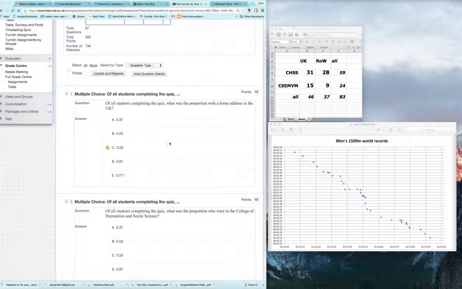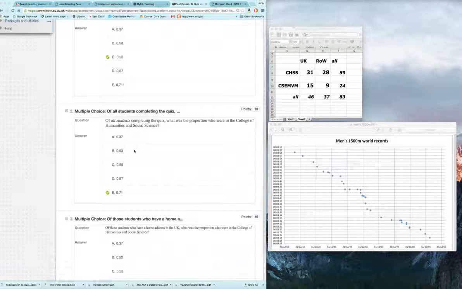So the first question: of all students completing the quiz, what was the proportion with a home address in the UK? In other words, we're not interested in the colleges, we're interested in all the students, and all we want to know is, out of all these 83 students, how many had a home address in the UK. That's those 46 here. So it'll be 46 divided by 83, which comes out at about 0.55.